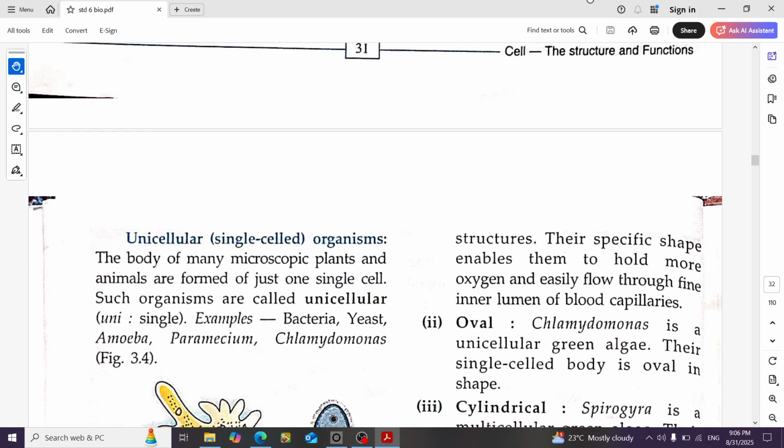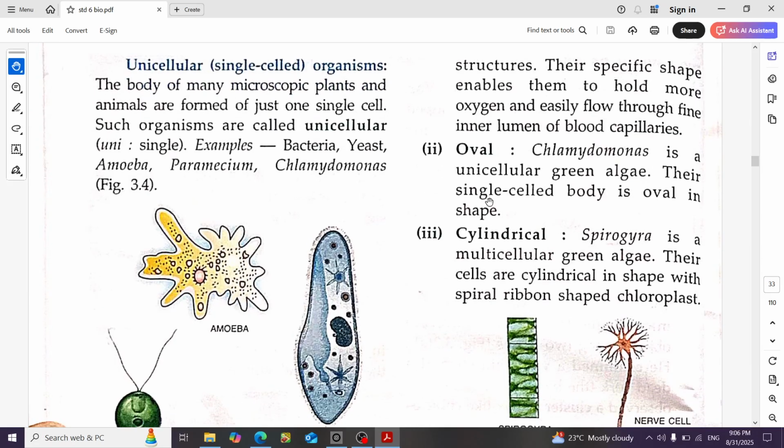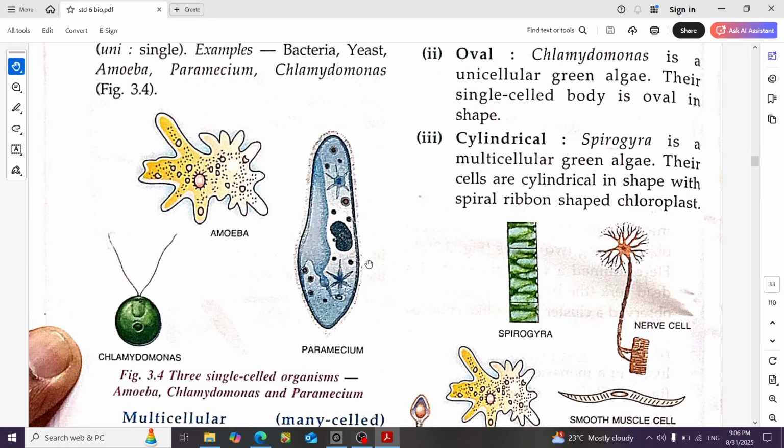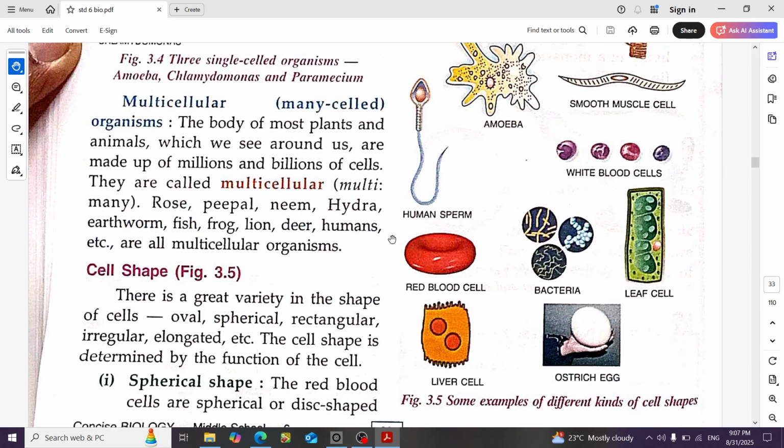So organisms can be unicellular or multicellular. Now uni means one celled organisms and multicellular are many celled organisms. So body of microorganisms, microscopic plants, they are unicellular. Here are the examples. Single-celled animals, amoeba, Chlamydomonas and Paramecium. Then multicellular is many-celled. Millions and billions of cells are there in a multicellular organism. For example, us humans, lion, deer, frog, all these are multicellular organisms.